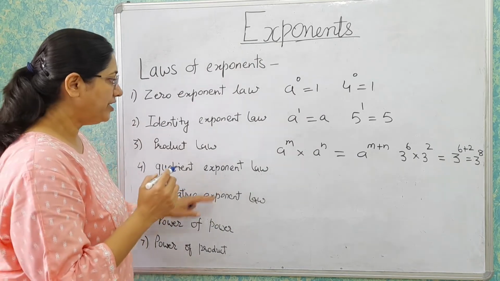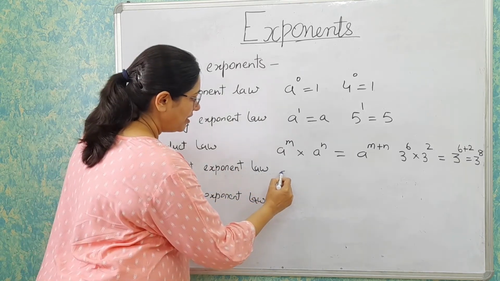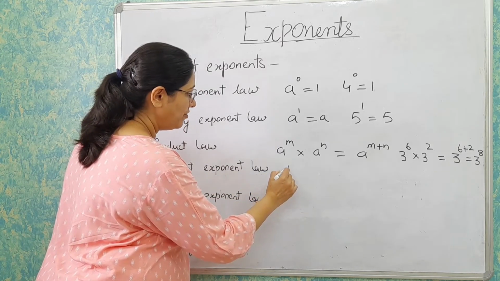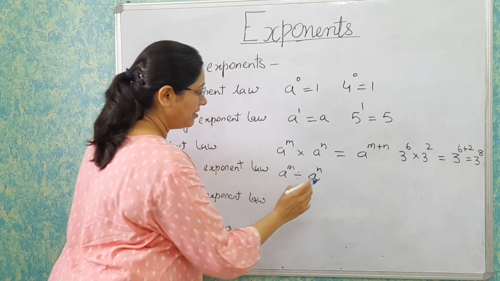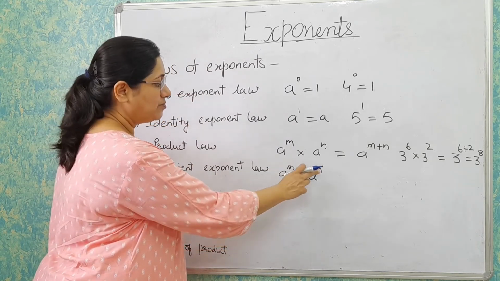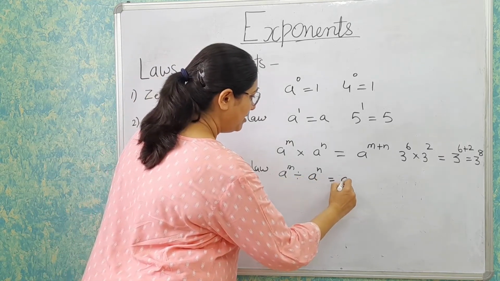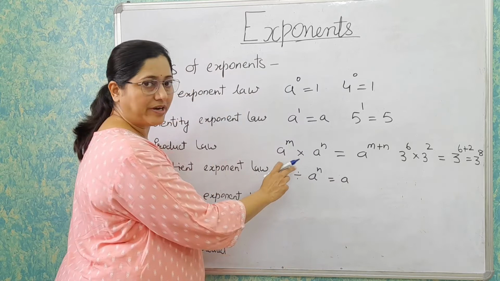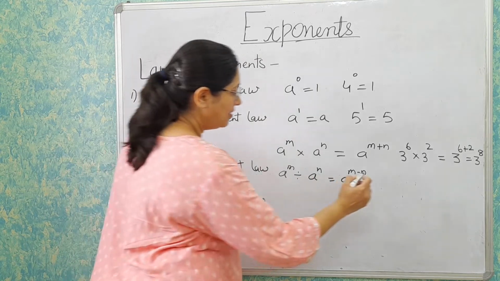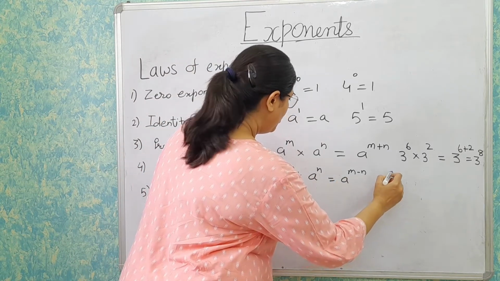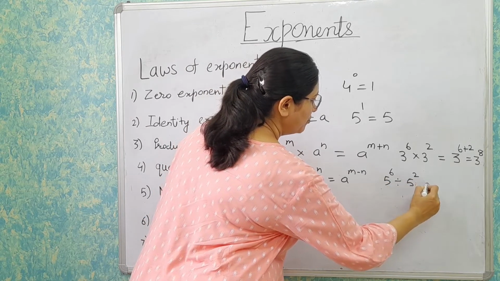Next, quotient exponent law. Again, this law is applicable when bases are same. So if I am having a raised to the power m, and now this time I am dividing it again with a raised to the power n. See, bases are again same but exponents are different, but this time I am dividing these numbers, so I just have to write a and then I have to subtract the exponent, so I will write m minus n. Example, if 5 raised to the power 6 divided by again 5 raised to the power 2.